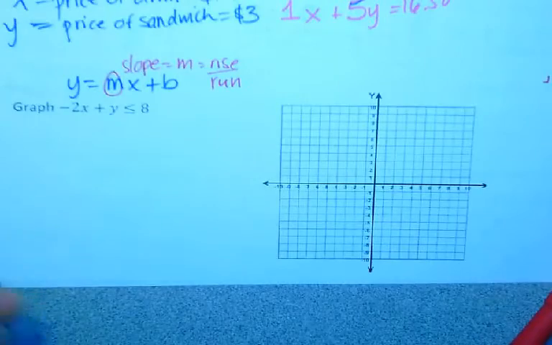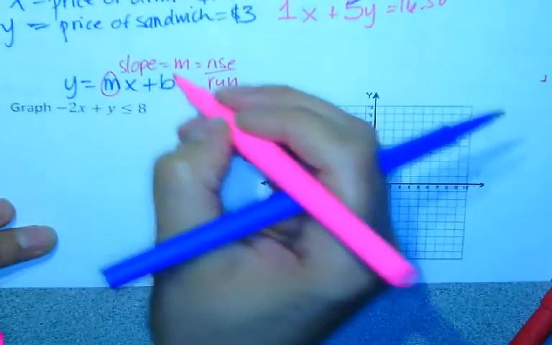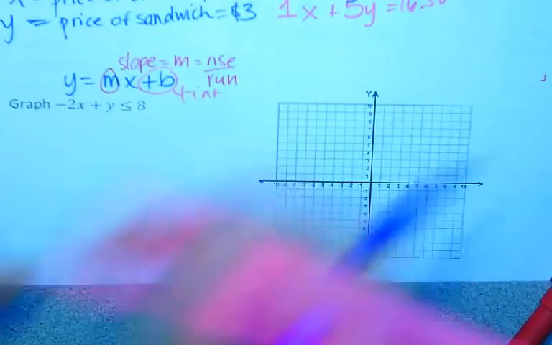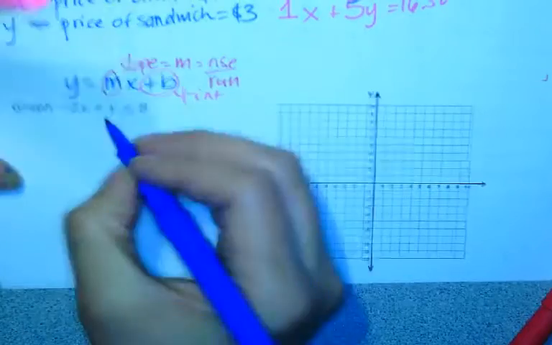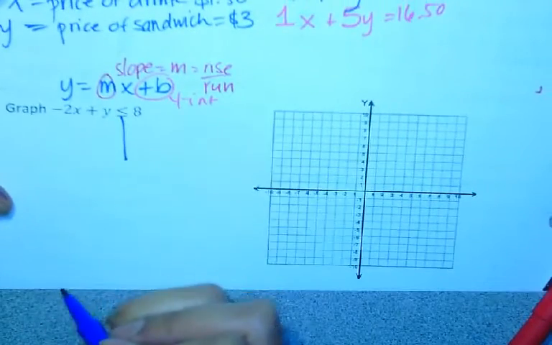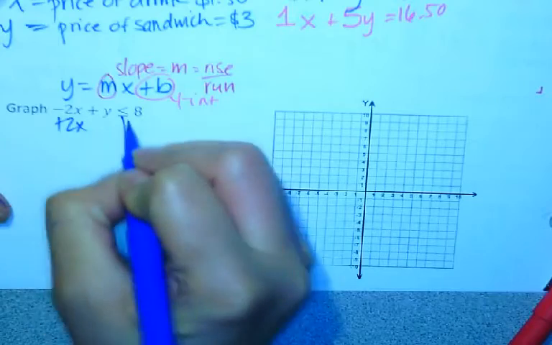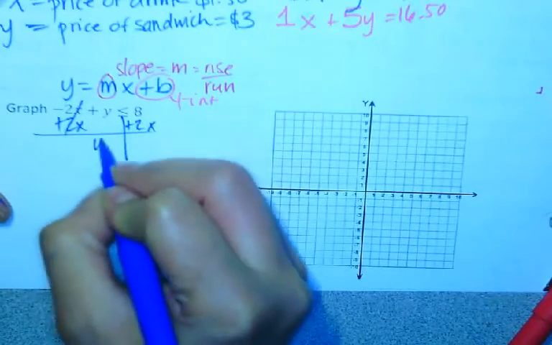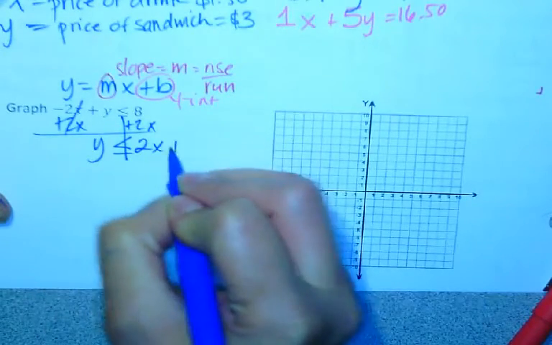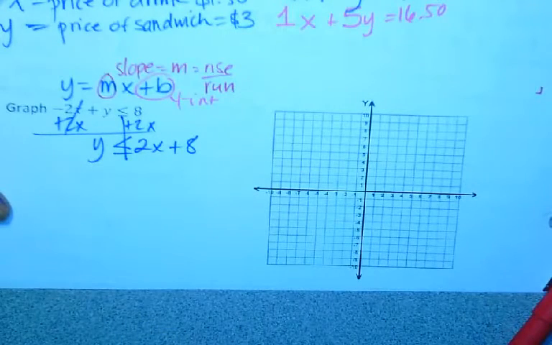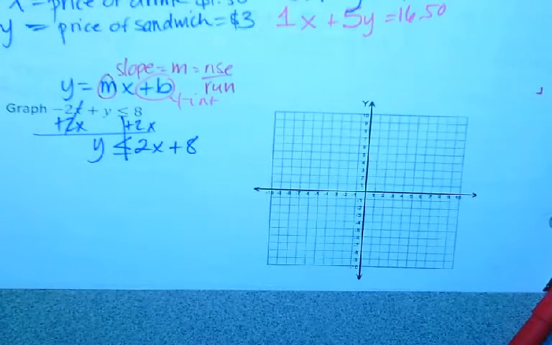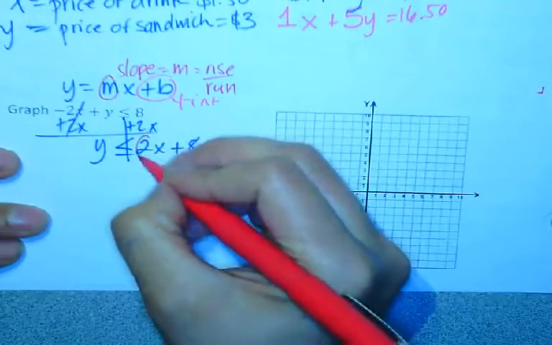Okay, and this is my y-intercept where I begin. So I'm going to make it be this way. So I'm going to solve for y. Do plus 2x to move it over. And there you go. I'm done. I didn't have to do anything else. Okay, so now I know that my slope is 2.